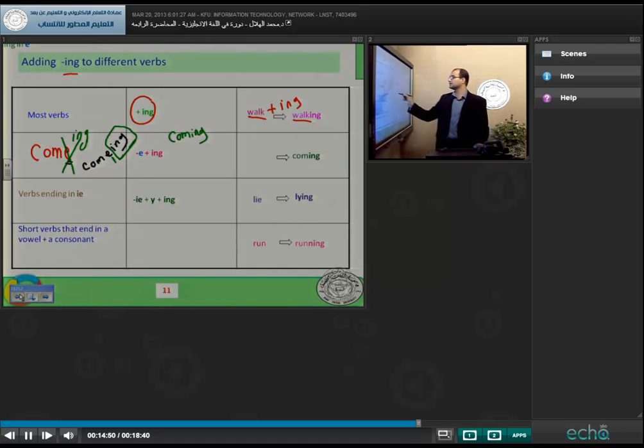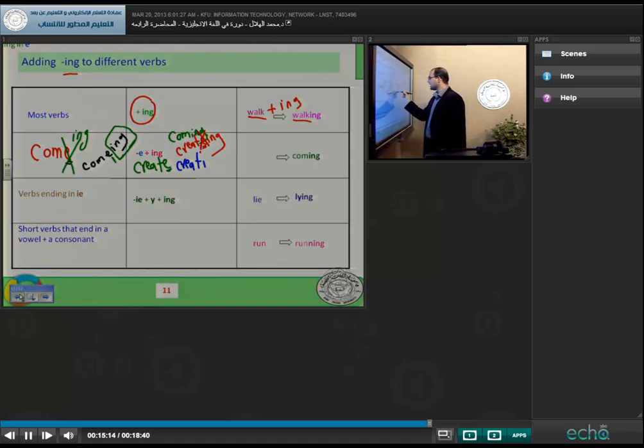A verb like create also ends in an E. So you cannot say something like creating in this way. This is not acceptable. You need to cross out this E. So your verb is going to be something like this: creating, where the E is crossed out. You have to cross out your E.